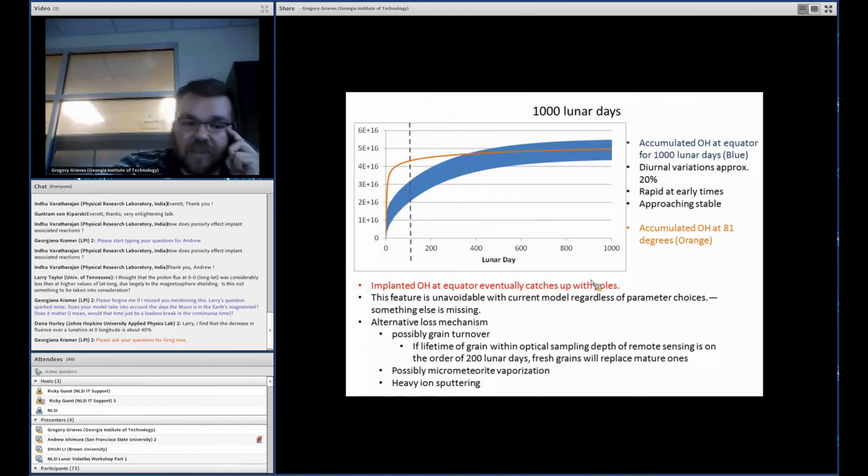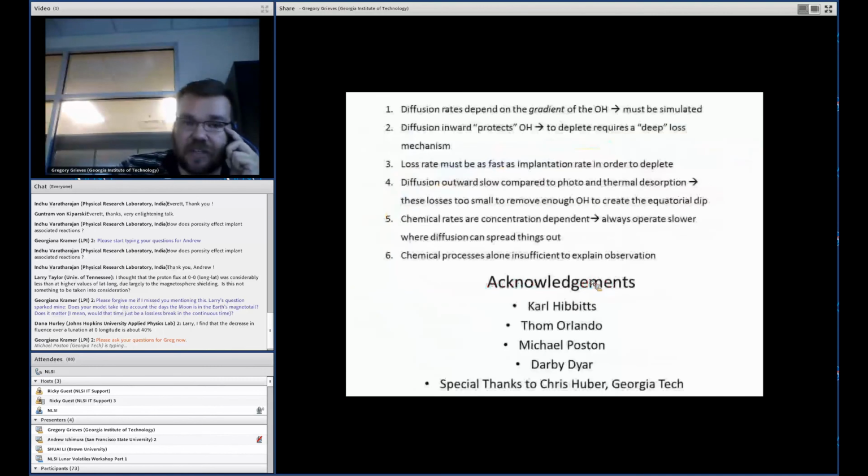There must be an alternative loss mechanism. It could be grain turnover, exposing fresh grains and burying the mature grains, micrometeorite vaporization, or heavy ion sputtering, but those aren't included here. There must be some other loss term besides chemical rate.